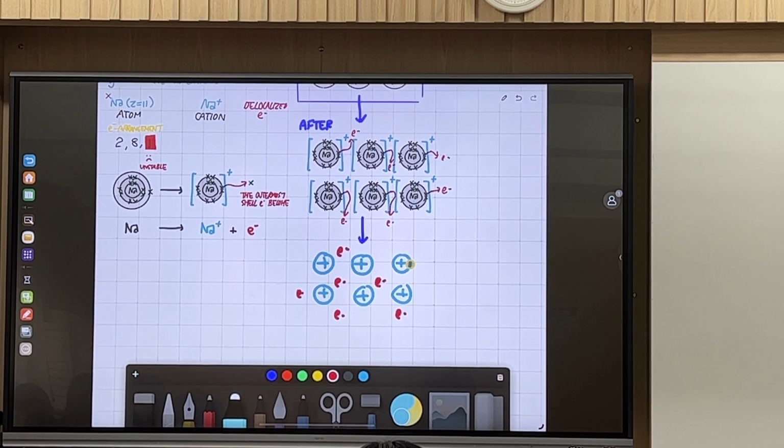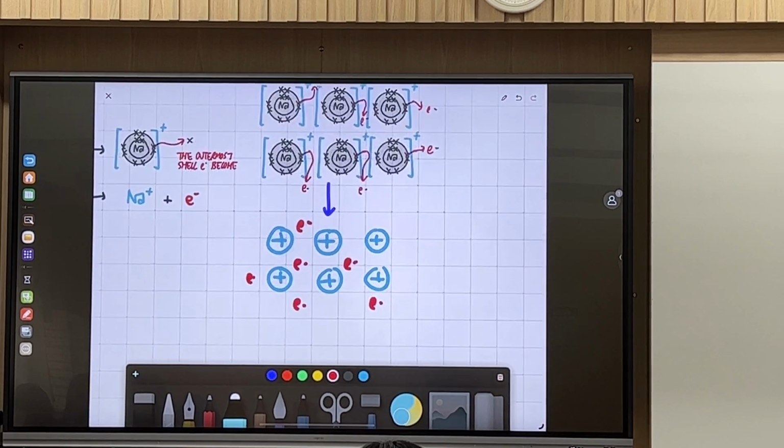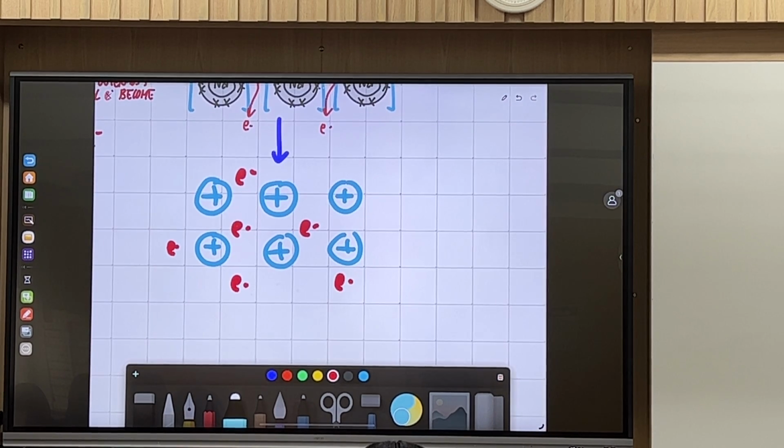Can you tell me where does metallic bond exist in this structure? You know what is a bond? What does a bond mean? A bond means attraction, right? Attraction between something positive and something negative. So can you tell me where do you see a bond in here? Between any pair of positive and negative charged things, right? Yeah, so these are metallic bonds.